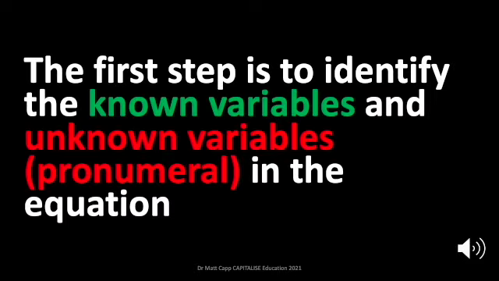The first step is to identify the known variables in an equation and the unknown variables, otherwise referred to as the pronumeral.